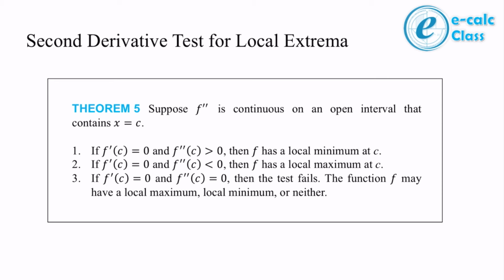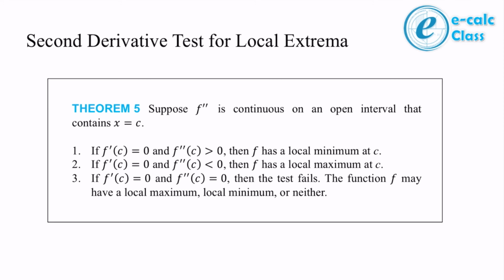Just now when we talked about the first derivative test for a local extrema, we were looking at the sign. From positive, it suddenly changes to negative, then we say we have a local maximum in the middle. For the second derivative test, if the function is very easy to differentiate, then we can go for this second derivative test. So let's have a look at the theorem.